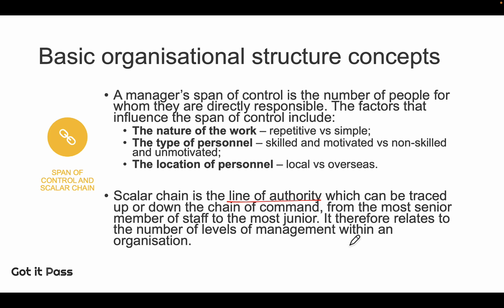So it's quite simple from a definition. Scalar chain is about how many layers of management there are in an organization. If there are many layers, it means the scalar chain is long. On the other hand, if it's just 2 layers, the directors and the staff, then the scalar chain is short.